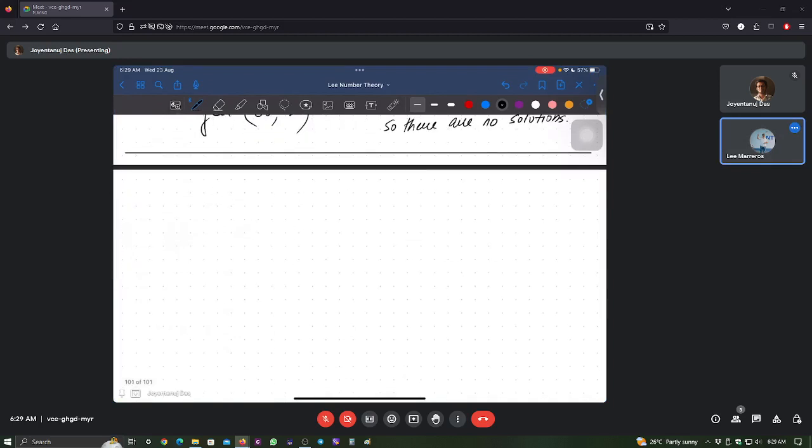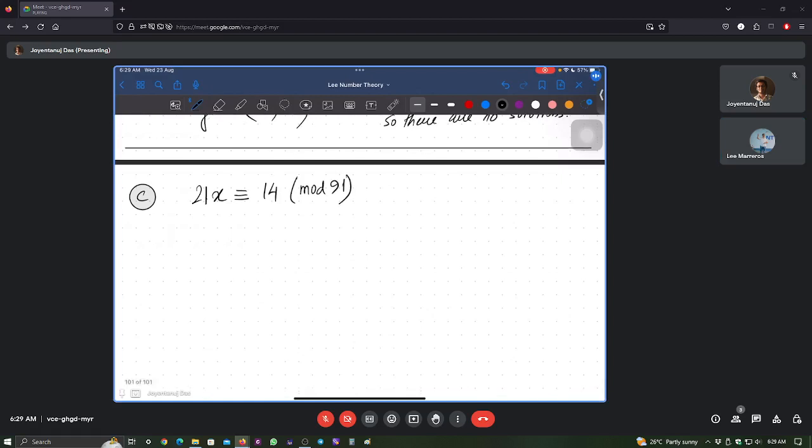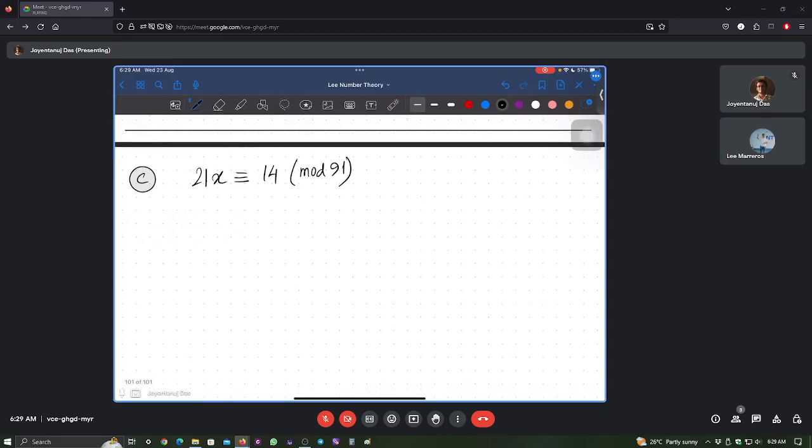Okay, so the third part is 21x congruent to 14 modulo 91. Right. So first we have to find the GCD of 21 and 91. How much is that?